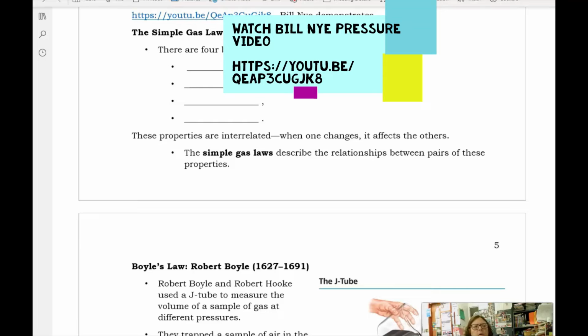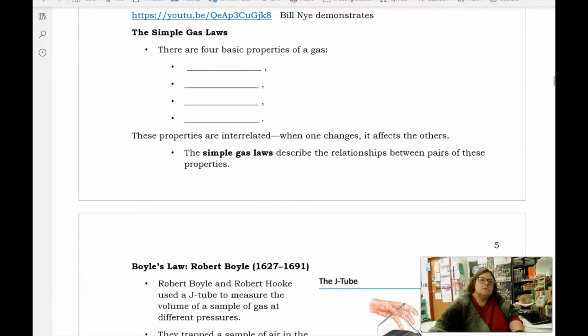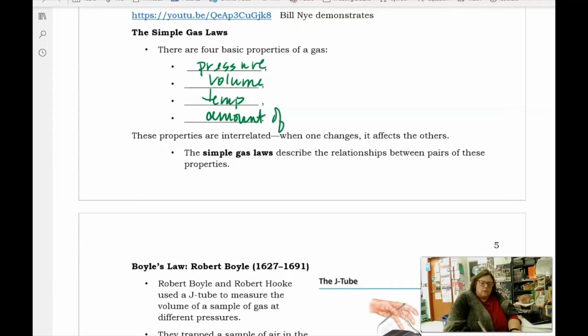All right, so the simple gas laws are what the book calls Boyle's law, Charles' law, and all those guys. And the 4 basic properties of the gases are pressure, volume, temperature, and amount of particles, which is, of course, moles.